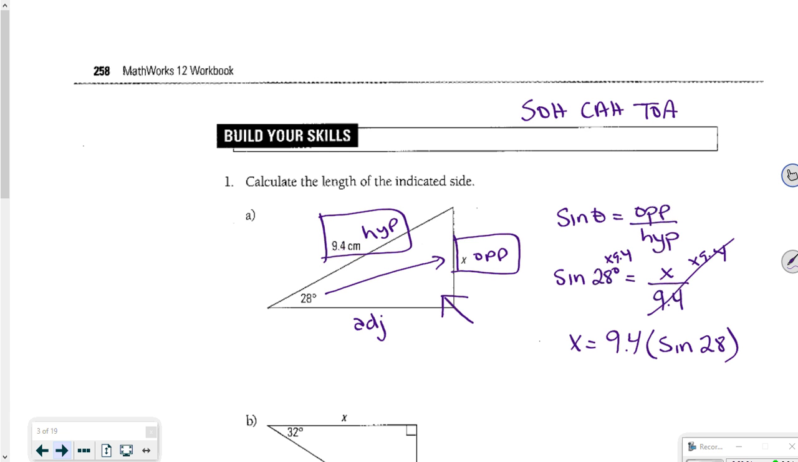And actually, I'm not going to put those in there, because in your calculator, you're going to do 9.4 sine, and then the brackets are actually going to go right there on your calculator. But if you do 9.4 times sine 28, you can do it all in one step in your calculator, and it's going to tell you that x is approximately 4.4. Because we're given units on the triangle in the question, we need units in our answer. So it was 9.4 centimeters for the hypotenuse, which makes our answer 4.4 centimeters.